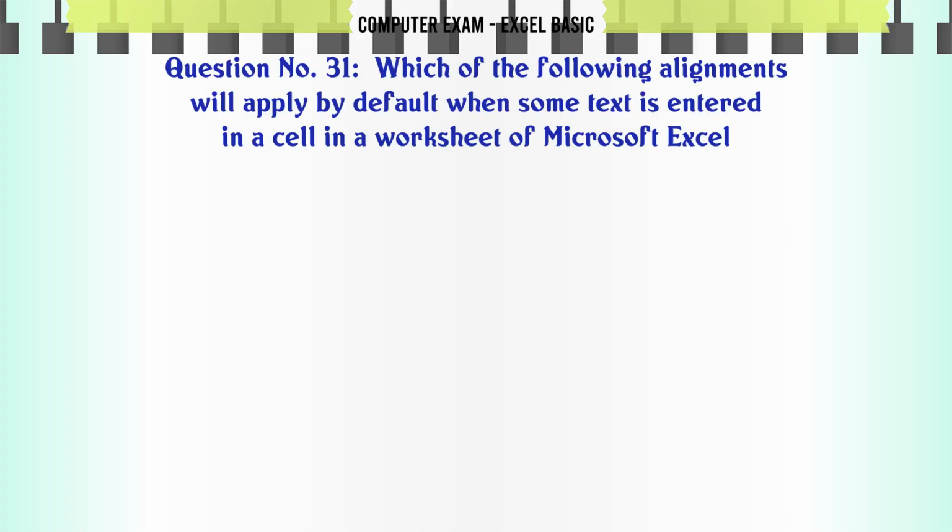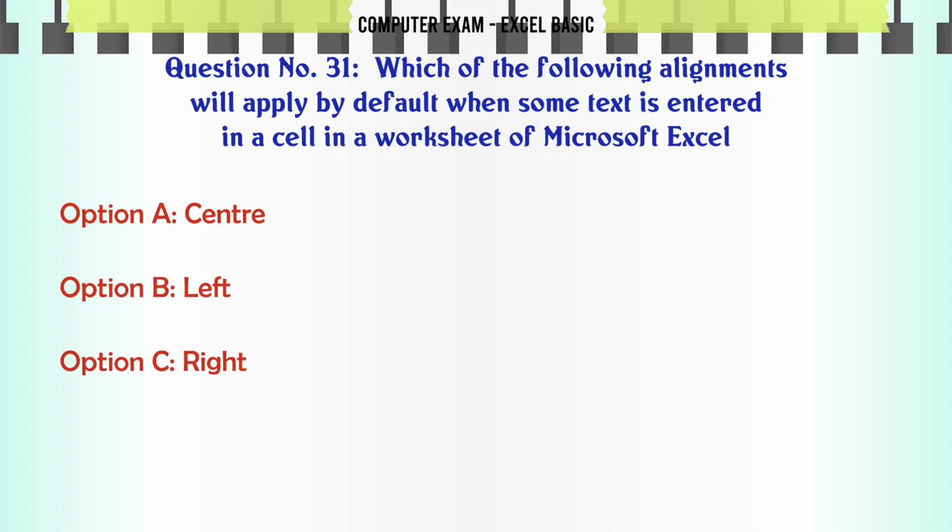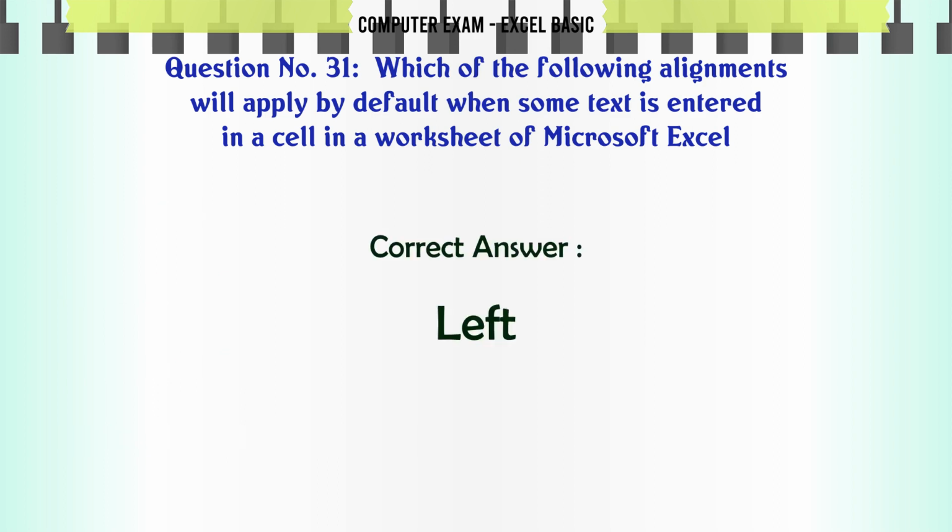Which of the following alignments will apply by default when some text is entered in a cell in a worksheet of Microsoft Excel? A. Center, B. Left, C. Right, D. None of the above. The correct answer is left.